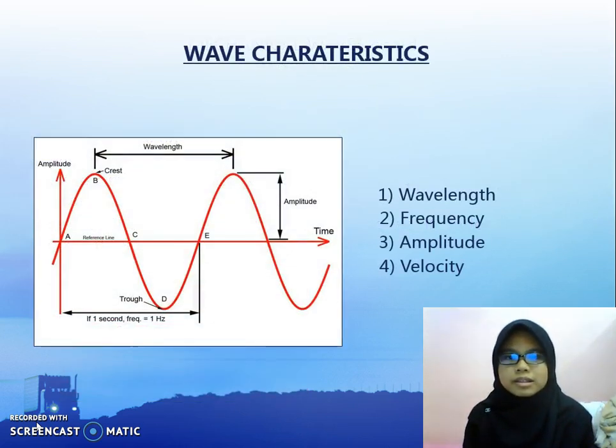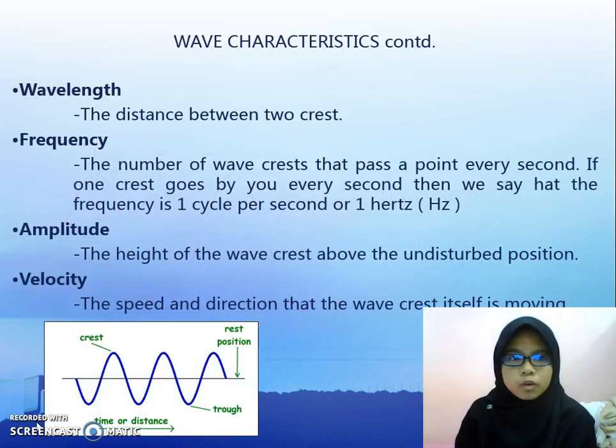Wave characteristics. We have four characteristics: first, wavelength; second, frequency; third, amplitude; and fourth, velocity. Wavelength is the distance between two crests. Frequency is the number of wave crests that pass a point every second. Amplitude is the height of the wave crest above the undisturbed position, and velocity is the speed and direction that the wave crest itself is moving.